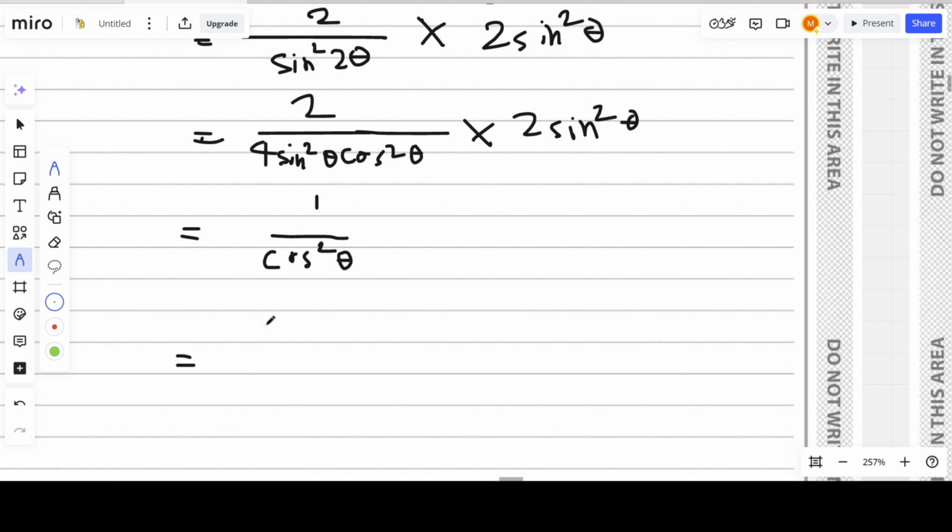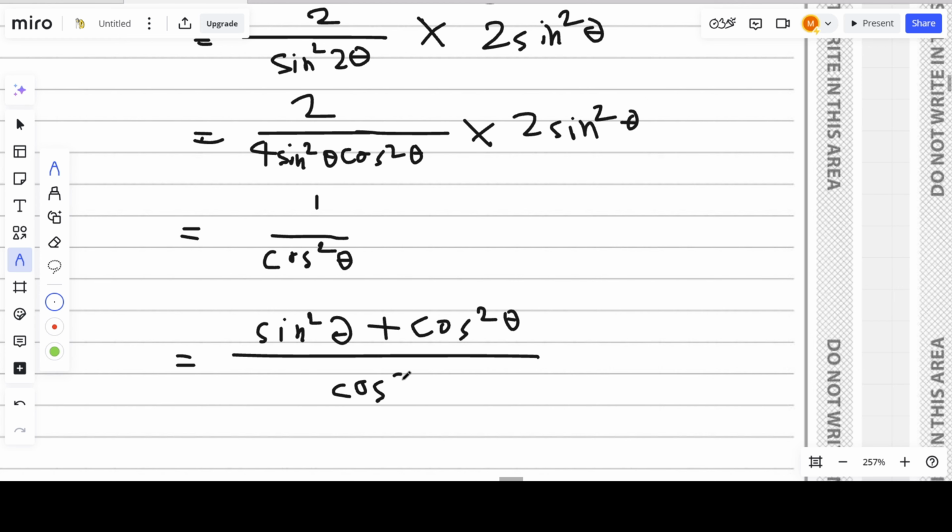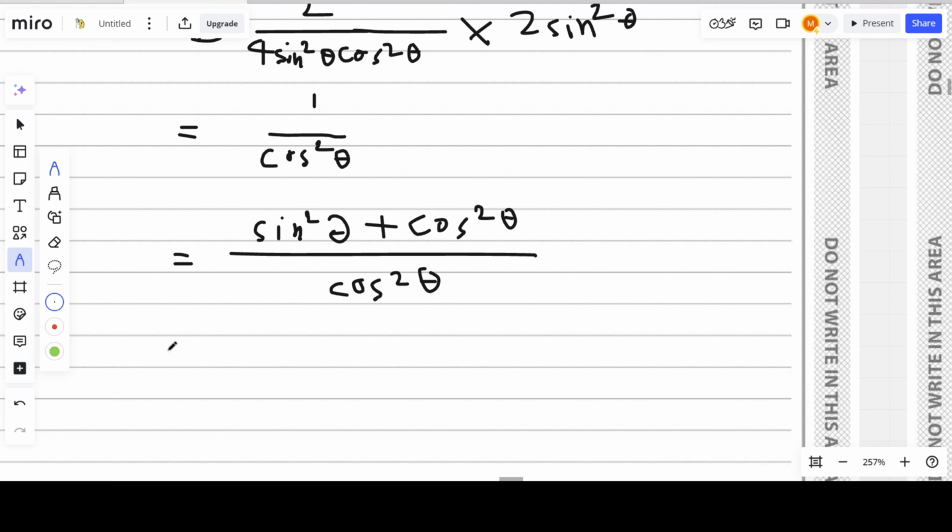The one I was talking about was writing sin squared theta plus cos squared theta, because sin squared theta plus cos squared theta is what? 1. So we can write it like this, over cos squared theta. Sin squared theta over cos squared theta, this is what? Tan squared theta. And cos squared theta over cos squared theta, this is just plus 1. That's what they wanted in the right hand side.